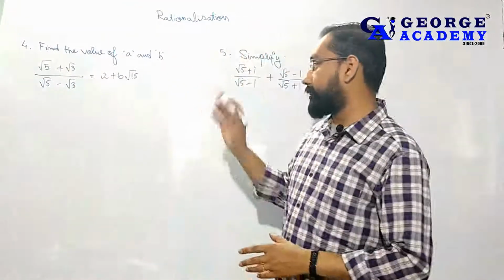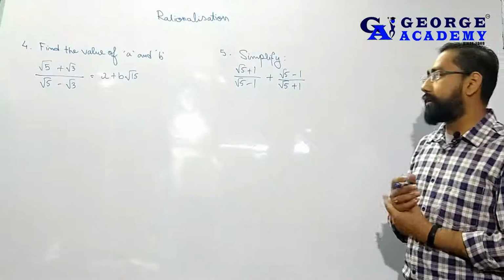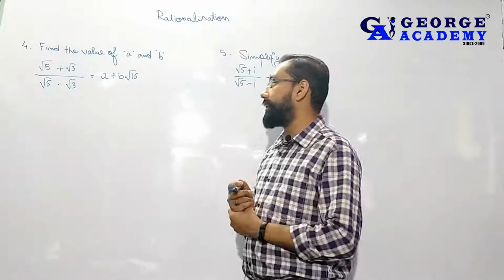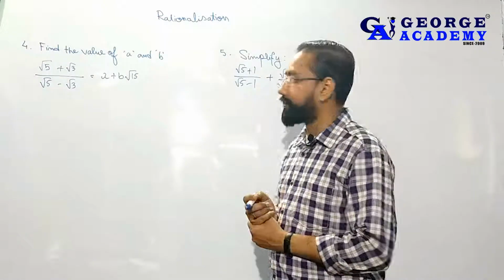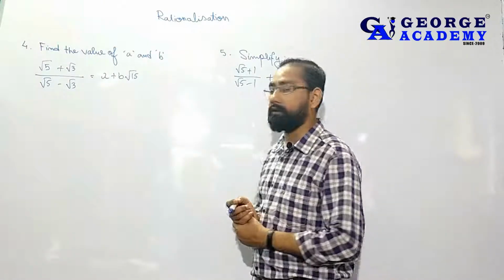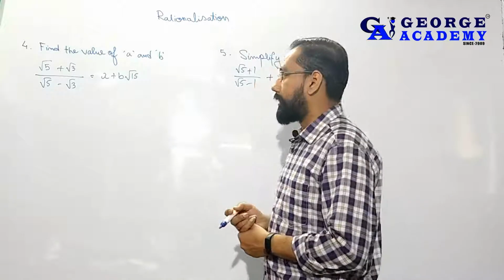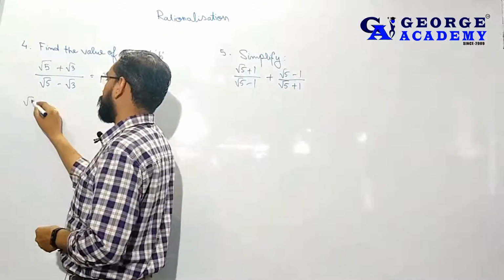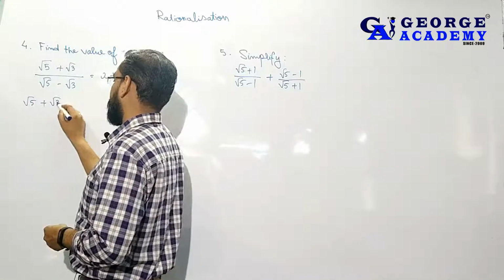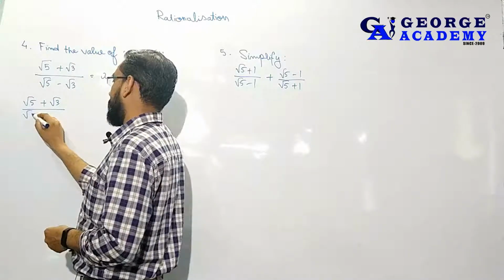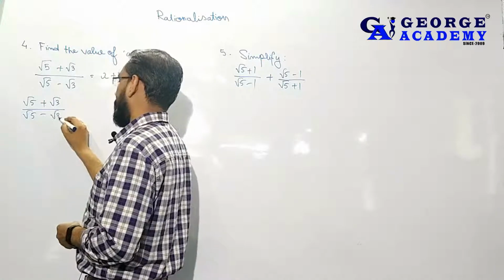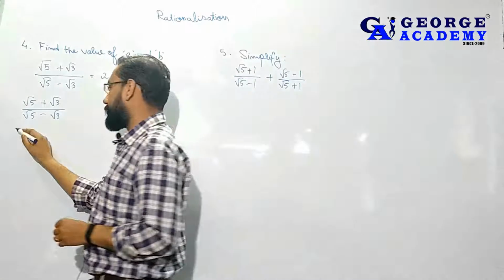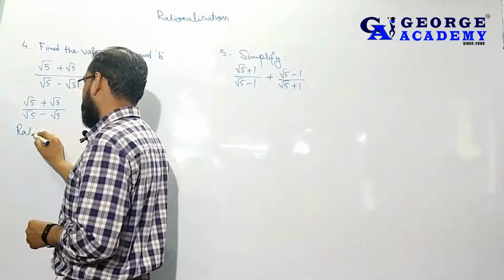Two more sums we are going to see. Root 5 plus root 3 by root 5 minus root 3 is equal to a plus b root 15, and they are asking us to find the value of a and b. Let us take the fraction (root 5 plus root 3) by (root 5 minus root 3) and rationalize the denominator. So we are going to write over here rationalizing the denominator.